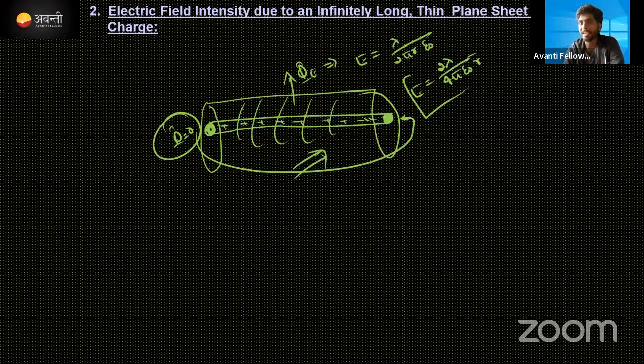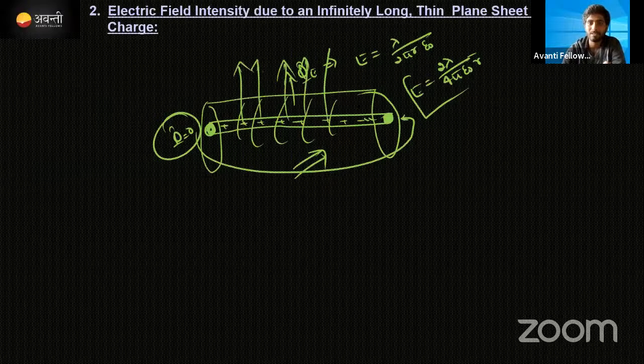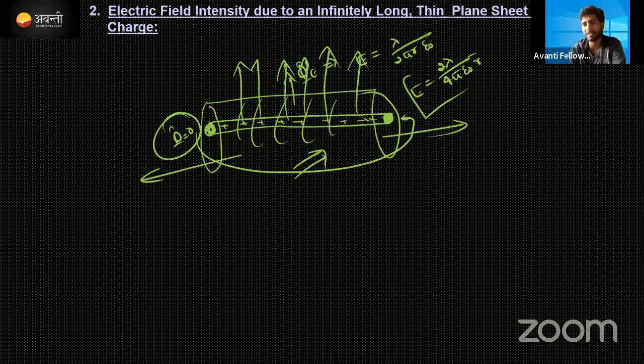Clear enough? And if anybody asks what is the direction of the electric field intensity, almost all of it will be in the upward direction. In this direction only the electric field intensity takes place, right? Because the components in this direction and the opposite direction will cancel each other.